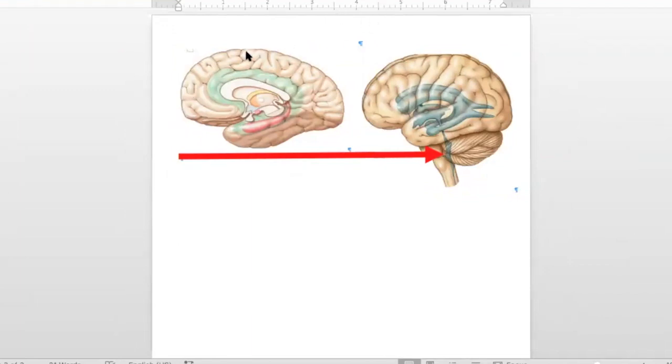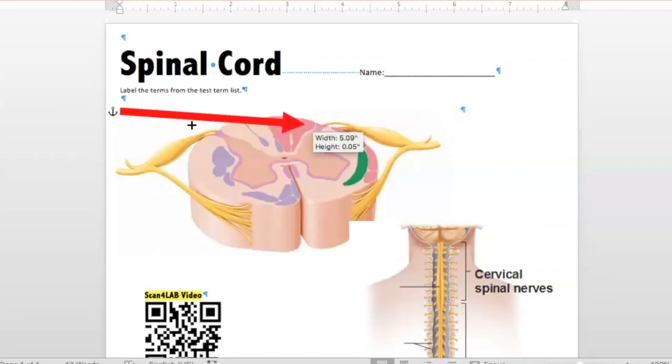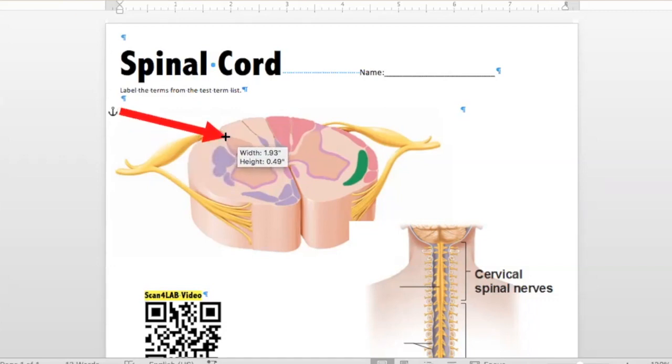Number nine. What is this yellow bulge here called? Number 10. I'd like you to tell me this part of the butterfly structure, the gray matter on the inside of the spinal cord. Number 10.